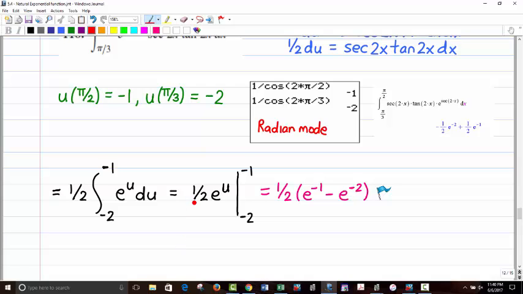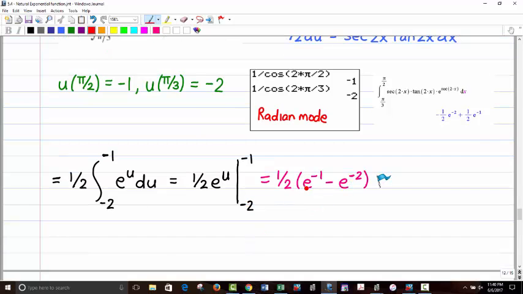So the antiderivative would be 1/2 e to the u. Put in -1, put in -2. I think this is good enough right here: 1/2 e to the -1 minus 1/2 e to the -2. That agrees with my Maple answer.